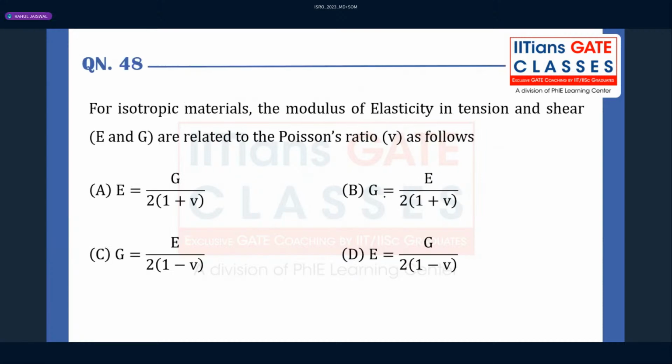Coming back to this 48th question, for an isotropic material, modulus of elasticity in tension and shear, they have given like this. We know the relation E is equal to 2G(1 plus mu), where G will be E by 2(1 plus mu). So which is correct? B is correct. Again, that is very simple.